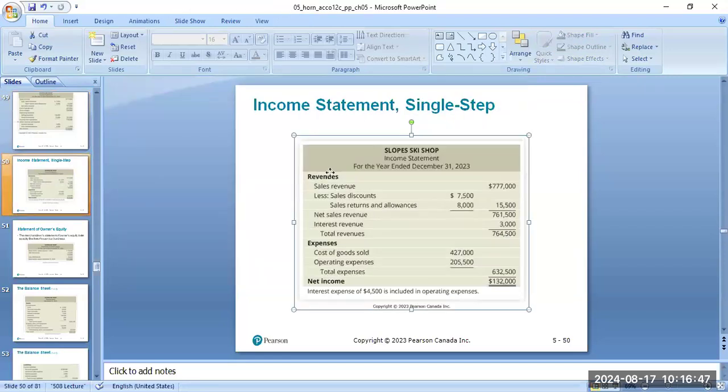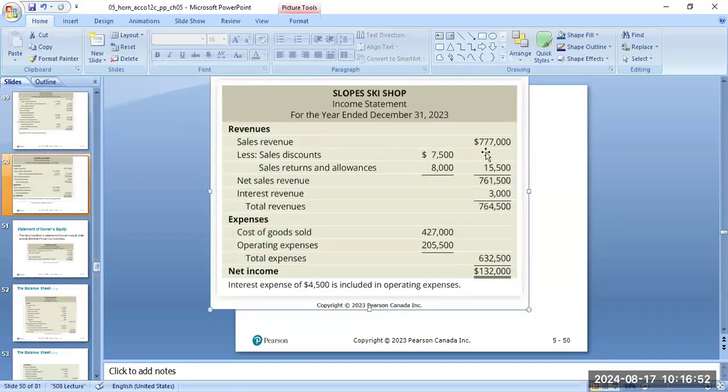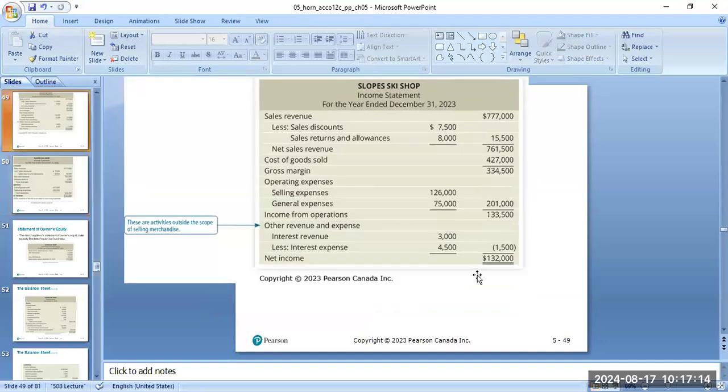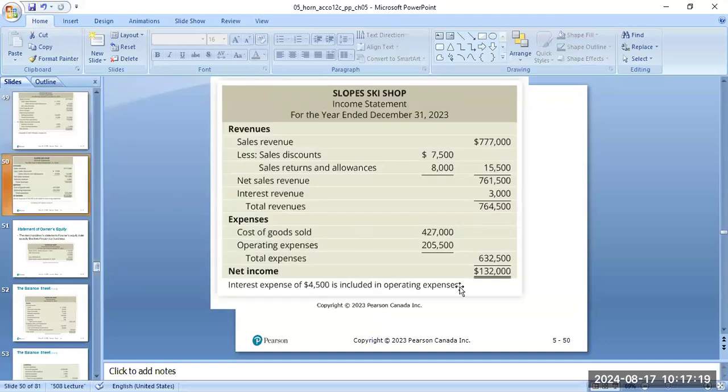Single step. In the single step, we're still going to have net sales. Then we're going to show the revenue. So we're going to group them only as revenue and expenses. We're going to have the total revenue, we're going to have total expenses, and we're going to have net income. One thing that I want you to know is that we cannot change the net income. We can present it in different ways, but that income is always going to stay $132,000 regardless of which format we're using, single step or multiple step.